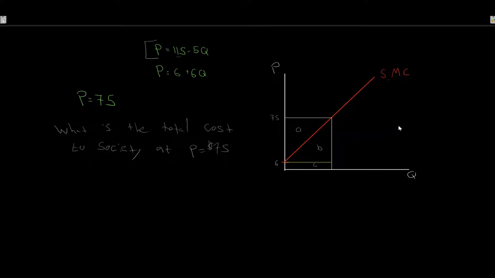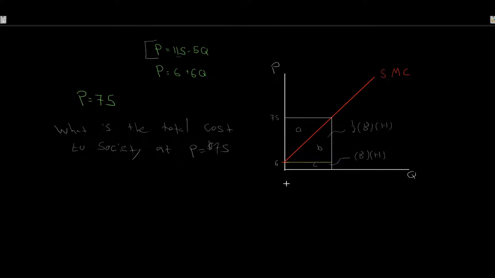Let's just get rid of that guy. So, okay, let's start off. Area of a rectangle, area of a triangle. So B, this guy's a triangle: 1/2 base times height. C, this guy is my rectangle. It's just base times height. What's my base? What's my height?